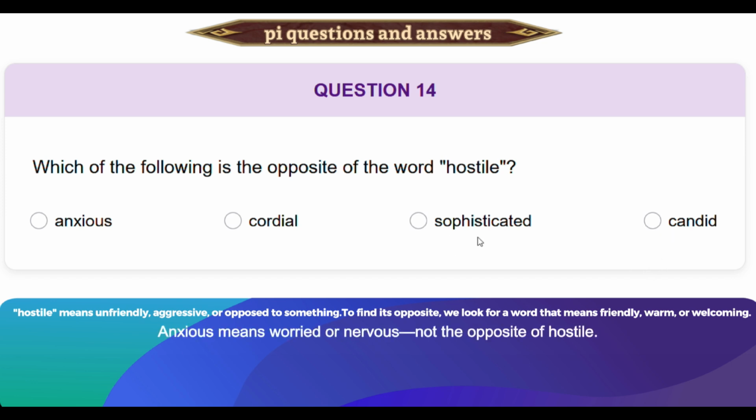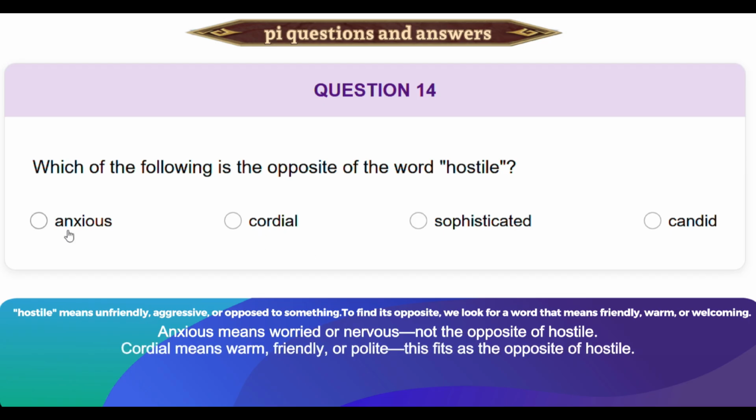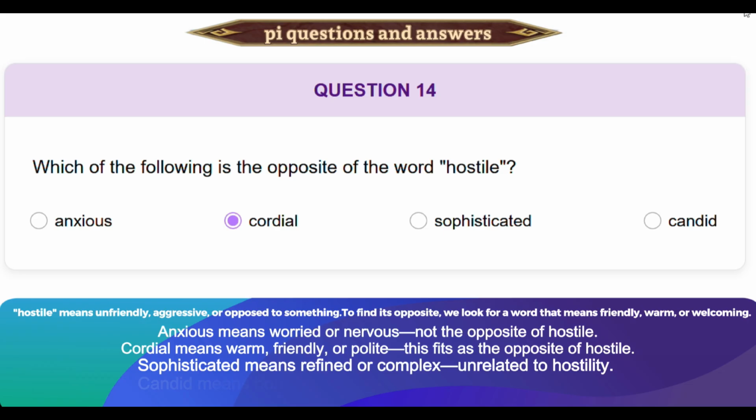Anxious means worried or nervous, not the opposite of hostile. Cordial means warm, friendly, or polite. This fits as the opposite of hostile. Sophisticated means refined or complex, unrelated to hostility. Candid means honest or straightforward, also unrelated. Answer: cordial. Reason: cordial is the best choice because it directly contrasts the unfriendly meaning of hostile.